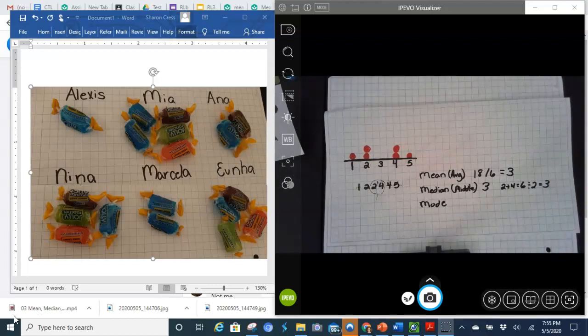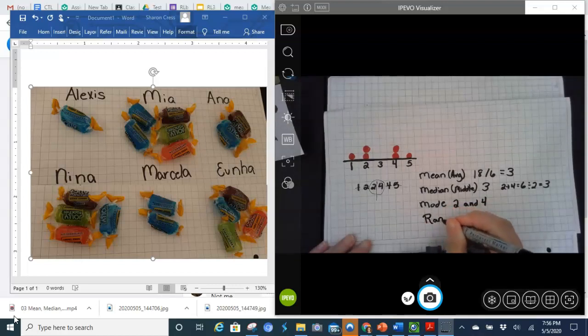Our mode, what do I have the most of? Well, I've got 2 2s and 2 4s. So my mode is 2 and 4. So that's a review on dot plots, mean, median, mode. But now let's add something to that.